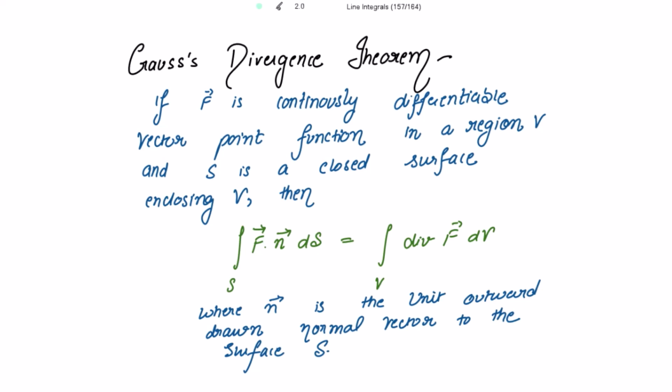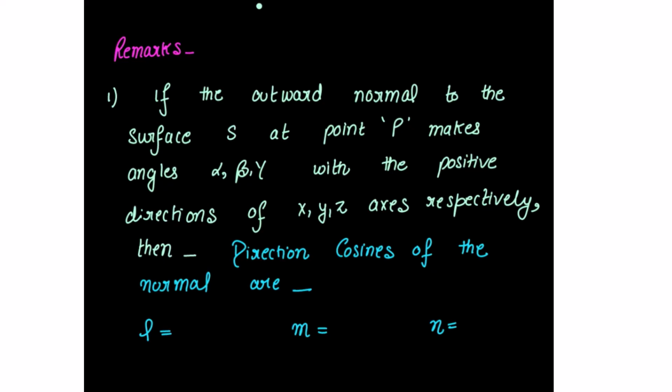enclosing V, then the surface integral of F vector dot product with n vector dS is equal to the volume integral of divergence of F vector dV, where n vector is a unit outward drawn normal vector to the surface S. So before starting with the proof, let's recall a few points. The remarks are written over here.